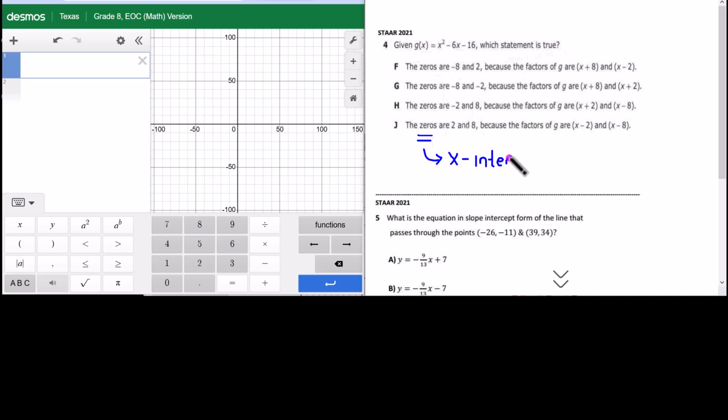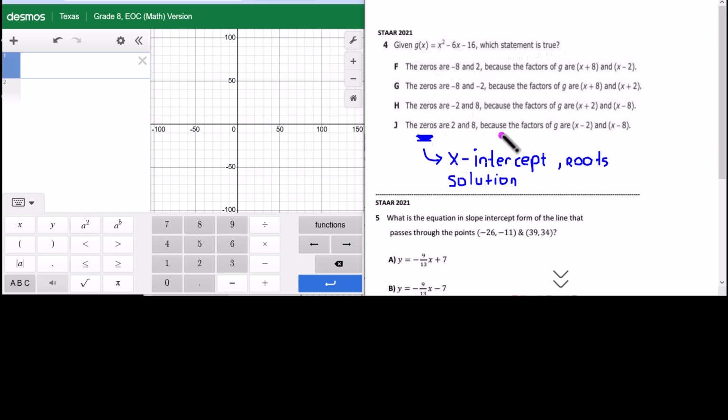Another word they can use instead of zeros could be solutions. So if you see the word x-intercept, solutions, or zeros, you know they're talking about the same thing. Zeros, solutions, x-intercepts. And also one time they used the word roots, and that could also be signifying x-intercept. But the most important thing here today is please remember, if you see the word zero, think about x-intercept.